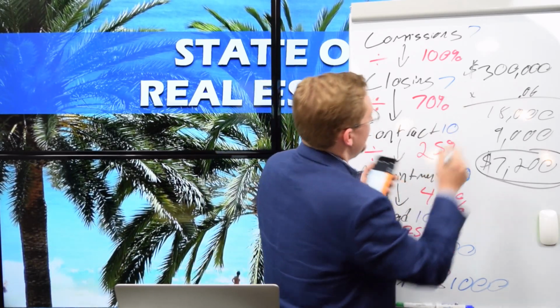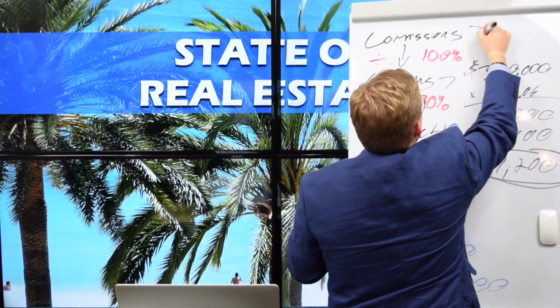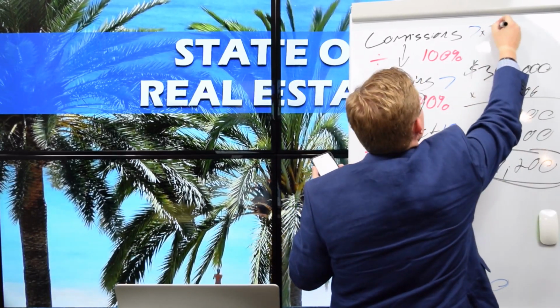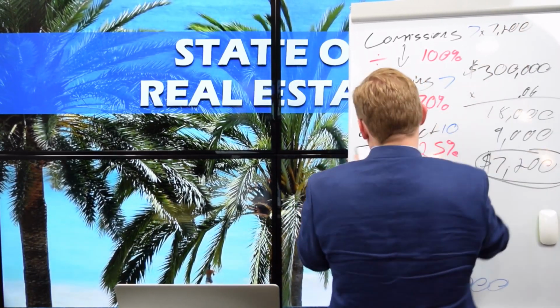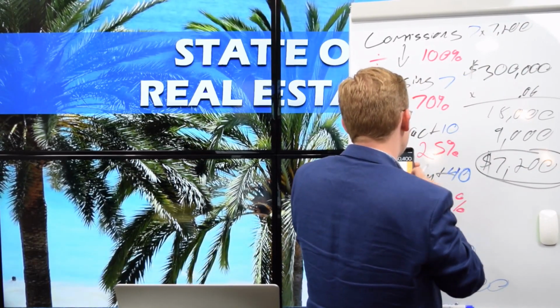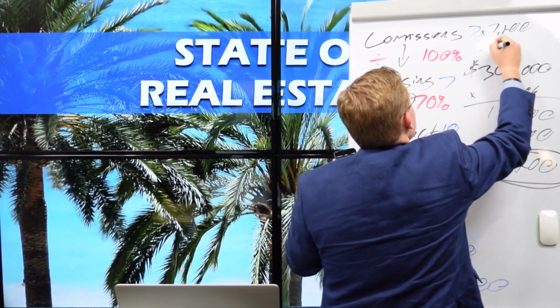So let's figure out 7 commissions times $7,200. So 7 commissions at $7,200 on average each. That's $50,000.